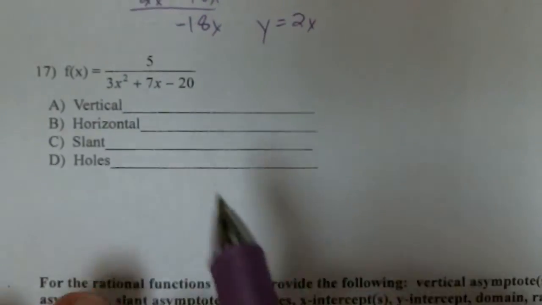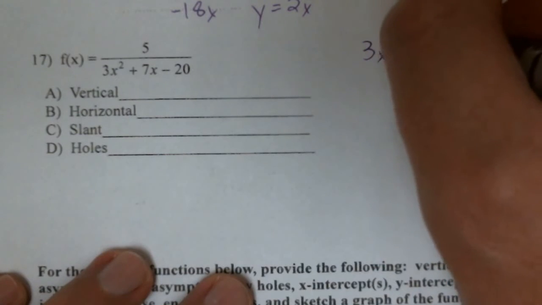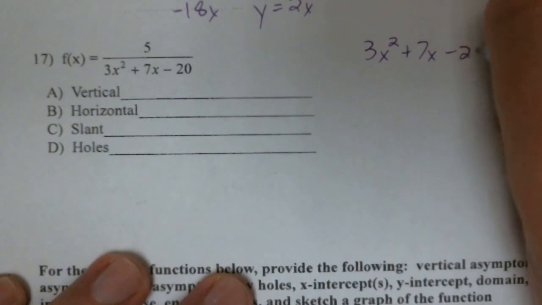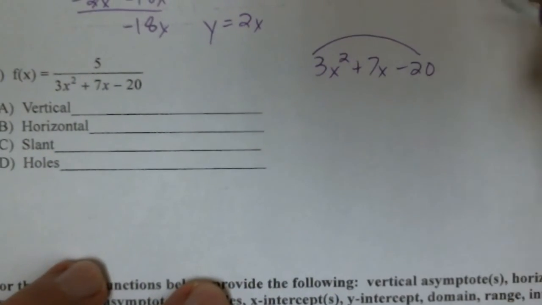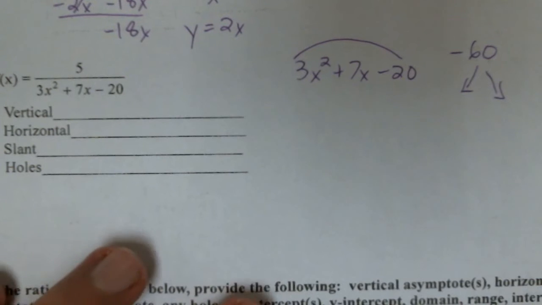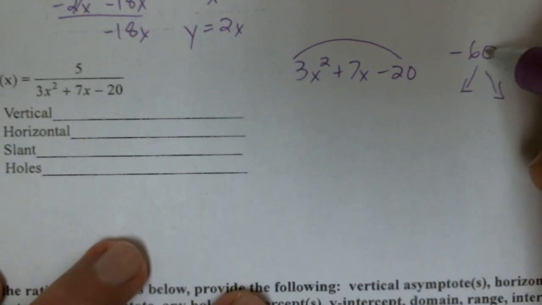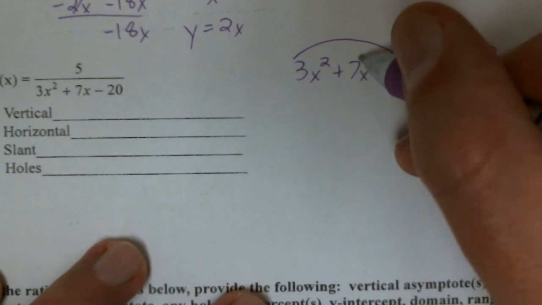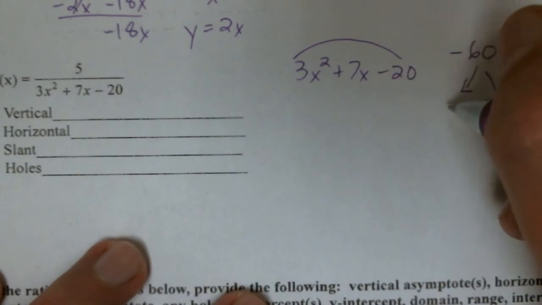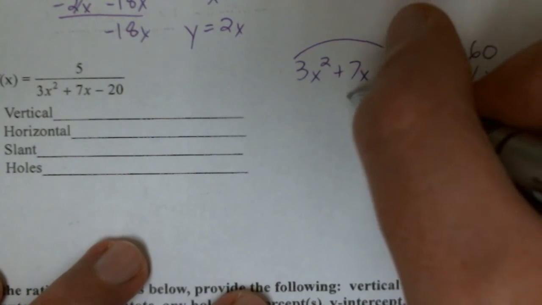Okay, 17. I need to factor the bottom here. So I got 3x squared plus 7x minus 20. Let's do the rainbow thing. 3 times negative 20 is negative 60. Are there any factors of negative 60 that add to 7? 12 and 5 again. They got to multiply to be negative 60 and add to positive 7. Since the middle term is positive, the bigger one has to be positive. So that's going to be a positive 12 and a negative 5.